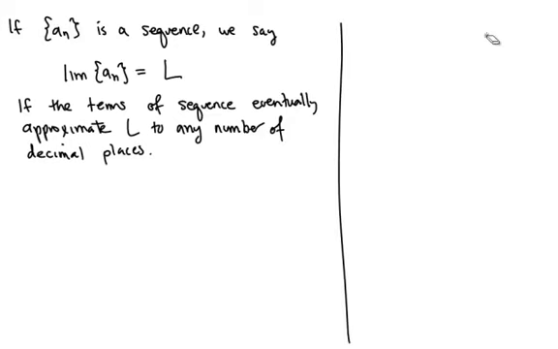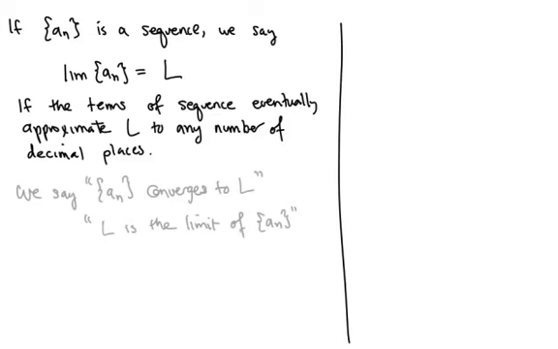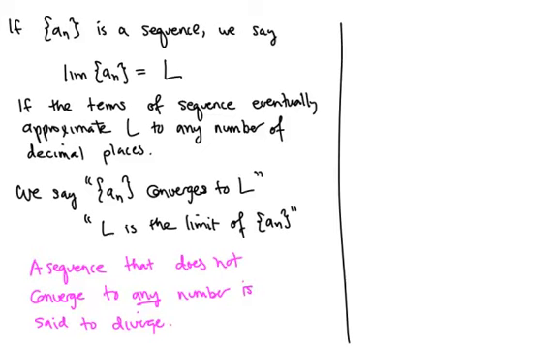So even though sequence is a new kind of function concept, we still are talking about the notion of a limit, about getting successively closer approximations of something. As a result, we're going to steal a lot of the limit language we've used before. For example, we say that the sequence converges to L, if this is true, or we say that L is the limit of the sequence. On the flip side, a sequence that doesn't converge to any number is going to be called divergent.